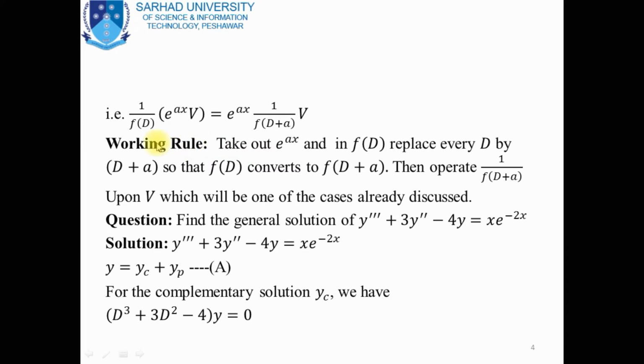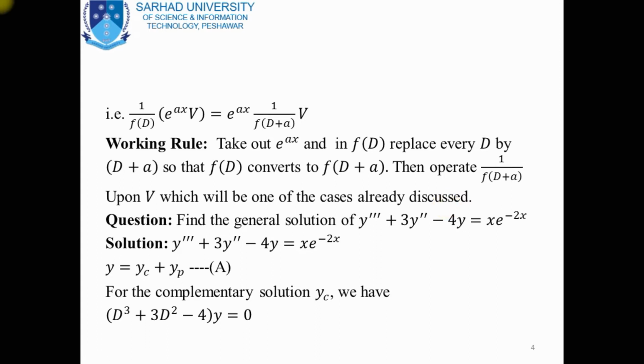So in short, the working rule for the particular solution when the exponential function is multiplied with a polynomial or with a trigonometric function is: take out e power ax, and in f of D replace every D by D plus a, so that f of D converts to f of D plus a. Then operate 1 over f of D plus a upon V, which will be one of the cases already discussed.